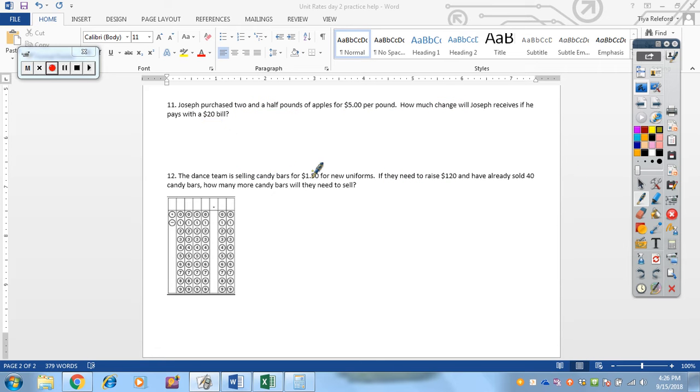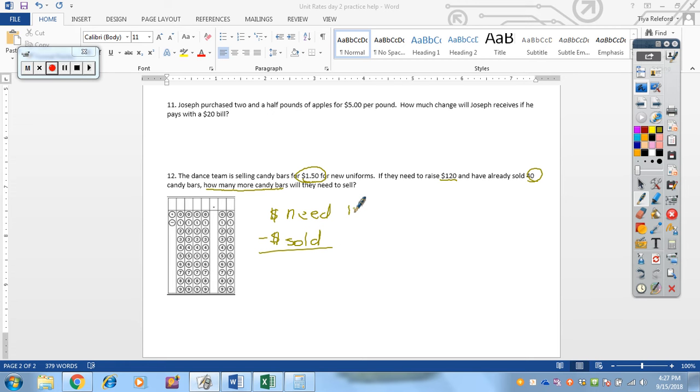Number 12 says the dance team is selling candy bars for $1.50. If they need to raise $120 and have already sold 40 candy bars, how many more candy bars will they need to sell? I love this problem. It's a real puzzle. And it's easy to make a mistake. So they need $120. They have sold 40 candy bars. So I need how much money they need minus how much money they have already sold.